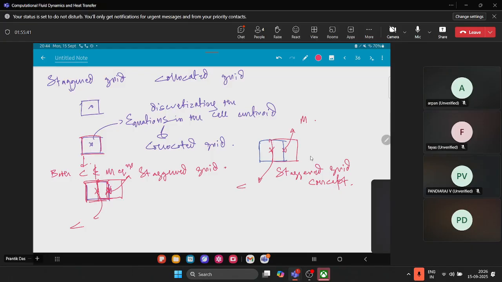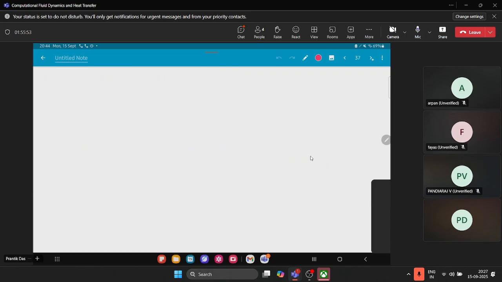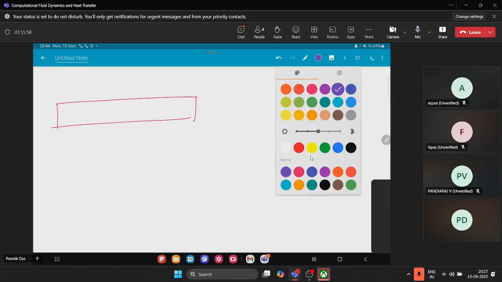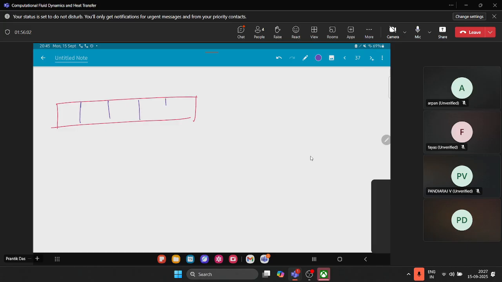Yes, sir. So how did this staggered grid actually come into play? What is the requirement of solving the momentum equation and the continuity equation on different grids? There's a problem we see. For example, if it's a checkerboard kind of arrangement, the control volumes are numbered 1, 2, 3, 4, 5, and the values of the pressure are 100, 0, 100, 0, 100, somewhat like this.